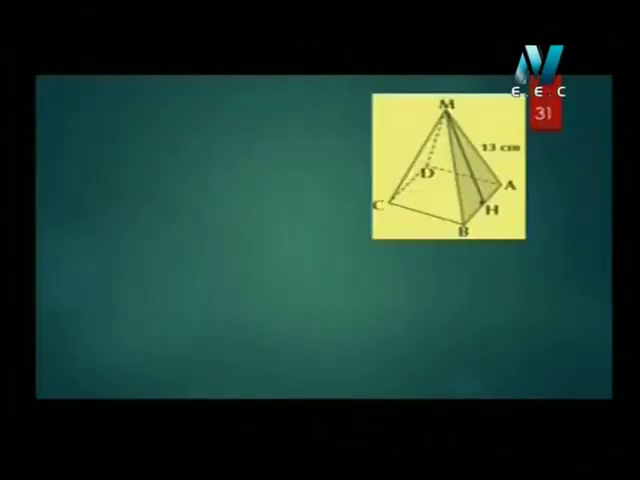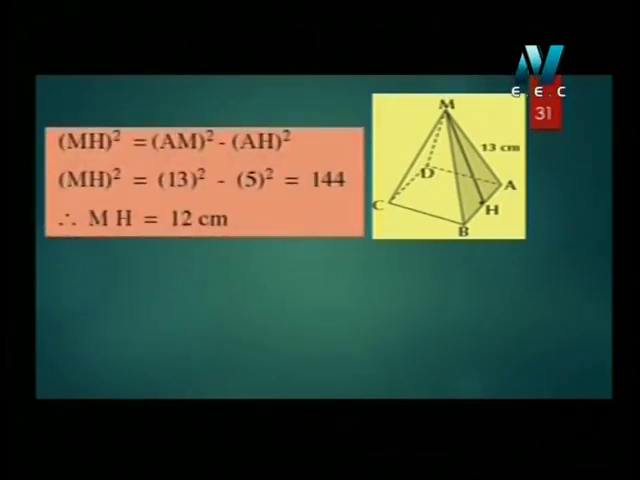this is a pyramid here. The base is square, the edge is 13. MH power 2 equals AM power 2 minus AH power 2 from Pythagoras theorem. MH power 2 equals 13 power 2 minus 5 power 2 equals 144. And taking the square root of the two sides, MH will be 12 centimeter.